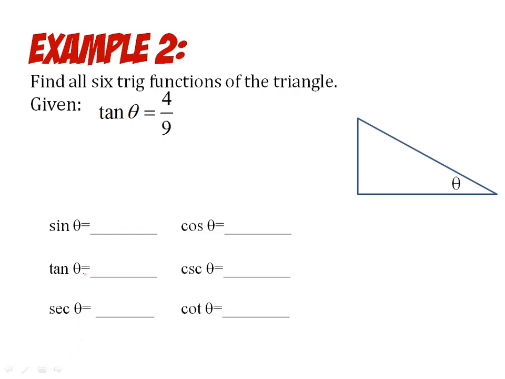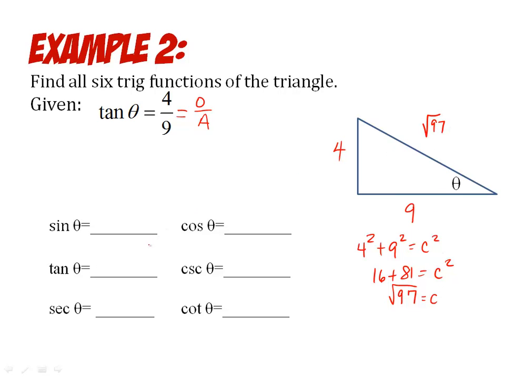Next example, find all 6 trig functions of the triangle. Notice there's nothing given on the triangle, they're just giving you the tangent. Okay, so you have to remember that tangent is opposite over adjacent. So if this is my theta, my opposite side is a 4, my adjacent side is a 9. Again, I have to use Pythagorean theorem to find my hypotenuse. Okay, so 16 plus 81 equals c squared. So that's 97. Okay, so square root of 97 is my c. That's an ugly number. Just leave it as it is. It doesn't simplify.